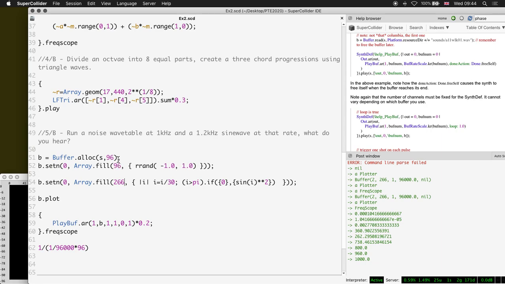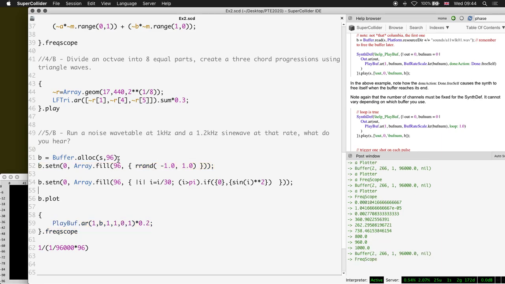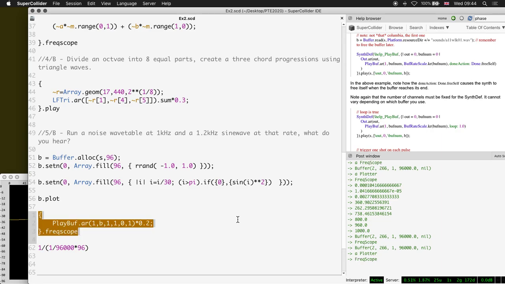So now I'm playing these noise at 1 kilohertz and 1 cycle of a squared sine wave at 1 kilohertz, and the pitch is the same thing.